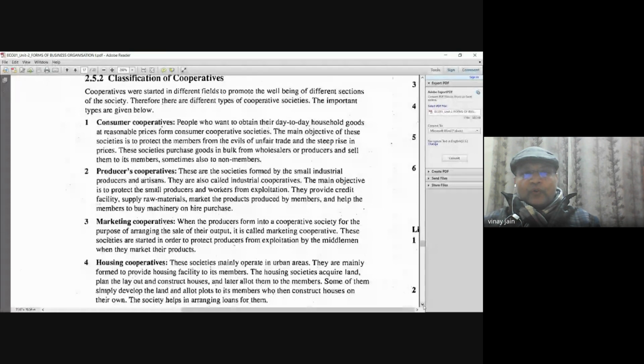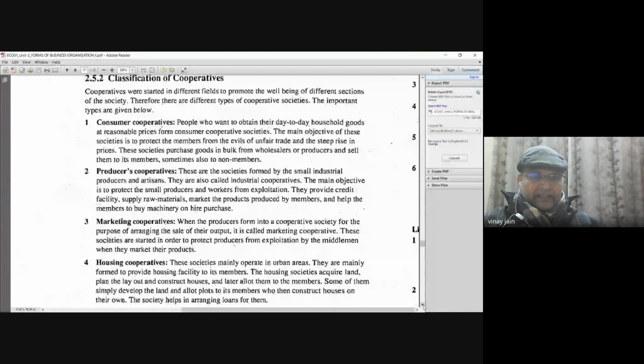They are also called industrial cooperatives. The main objective is to protect the small producers and workers from exploitation. They provide credit facility, supply raw materials, market the products produced by members, and help the members to buy machinery on hire purchase.